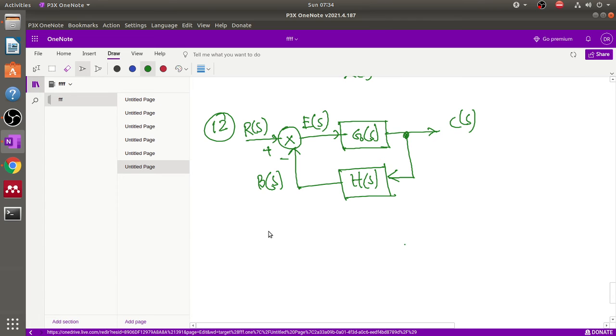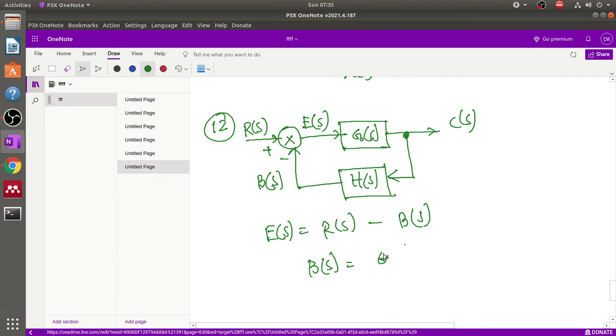Now one thing should be remembered, that this error signal is equal to the input minus the feedback signal. So what is the feedback signal?